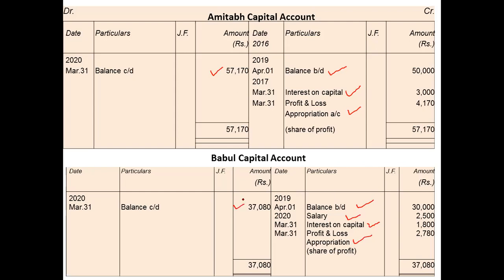So in this way, if you go through all the statement thoroughly and follow the steps, it's quite easy for you to solve these questions, and these are quite interesting questions that you'll have to practice. I hope this concept is clear, dear student. Thank you.